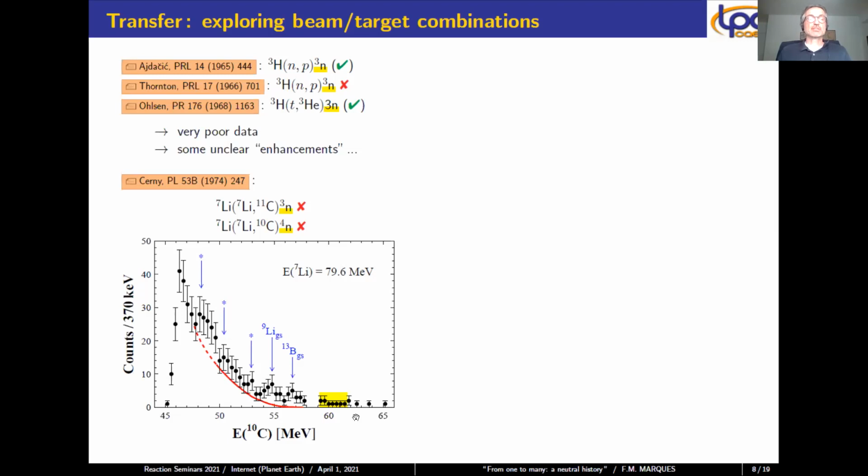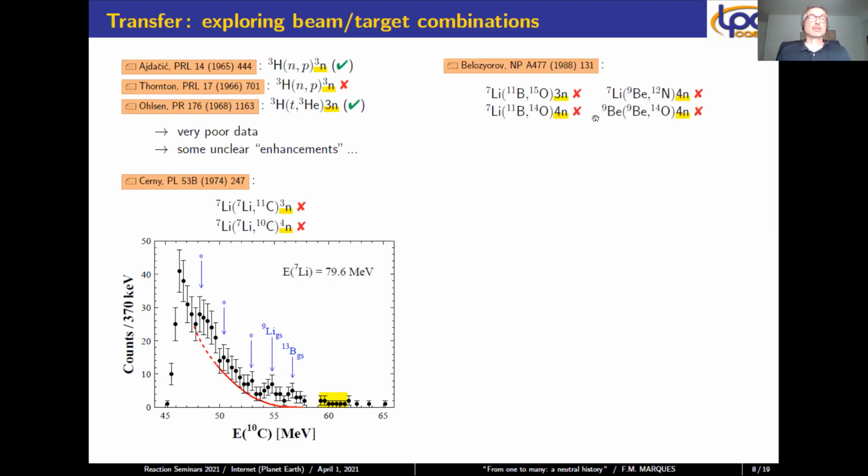So this picture summarizes quite well the status of the field in the 20th century. You do see events compatible with what you are looking for, but you cannot trust them because you have a lot of contaminants, and these events are in a region where you have backgrounds. You have still counts here and here. So you have few events that you cannot trust.